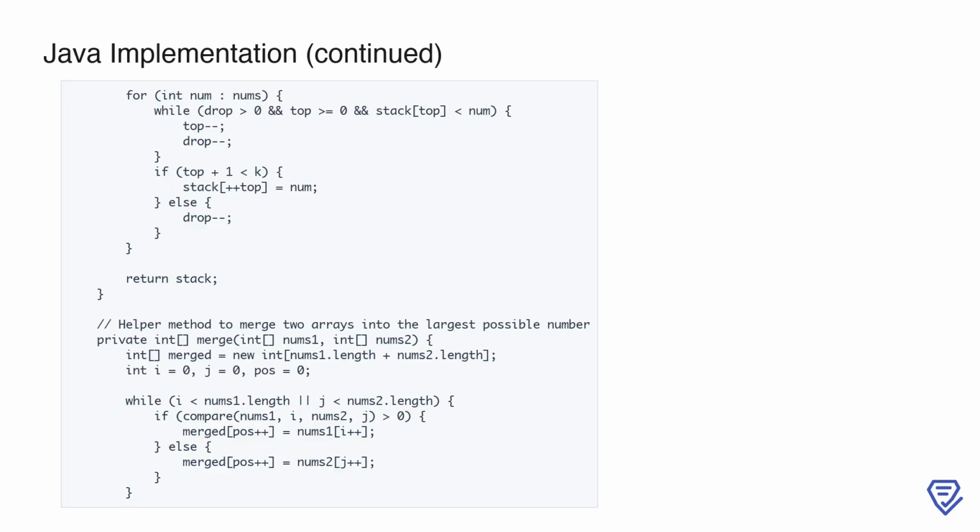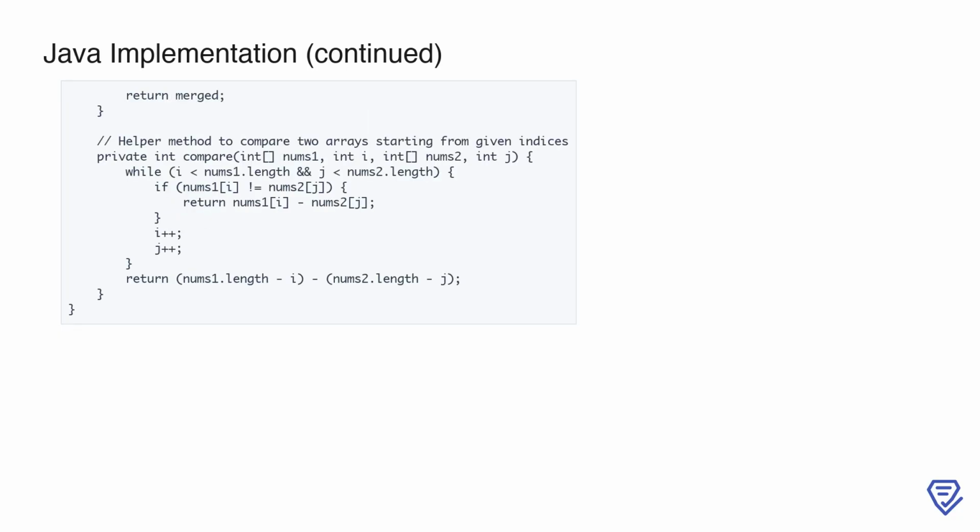Additionally, the merge method combines two arrays, nums1 and nums2, into the largest lexicographical order possible. By comparing elements from both arrays and taking the larger one at each step, it ensures that the final merged array is optimal. The merge method concludes by returning the fully merged array, which represents the largest number formed by combining elements from the two input arrays.